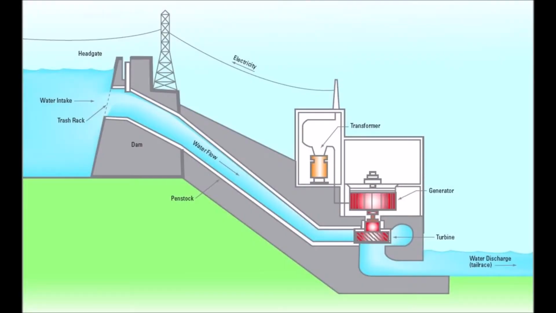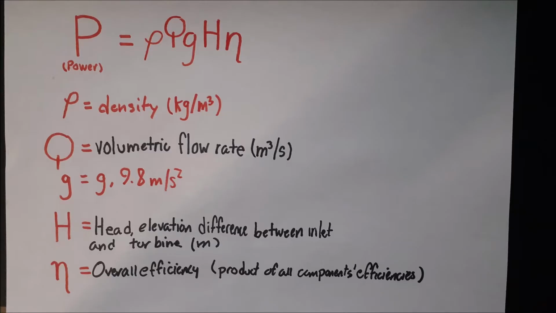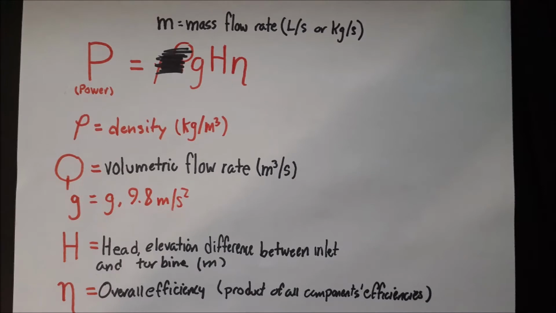Hydropower is generated by using the kinetic energy of moving water to spin a turbine generator system. The equation for the amount of power to be generated is as follows, with Q being volumetric flow rate, H being head or net height difference between water intake and the turbine, and eta is the overall efficiency of all components. For simplicity, rho Q can be replaced by mass flow rate M, which is in kilograms per second or liters per second, since 1 liter of water is equal to 1 kilogram.